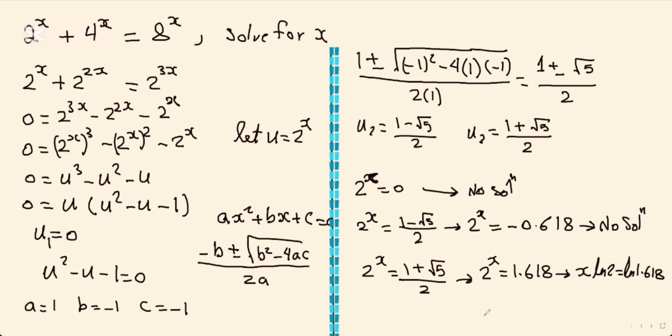Now I divide both sides by ln 2, and I get x equals, and my final answer will be x equals 0.694 rounded to 3 decimals. So there's only one solution.